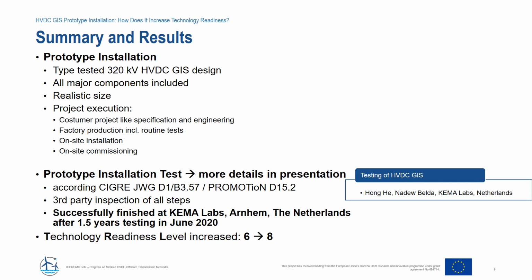The project execution was done like a customer project with specification and engineering, factory production, including routine test, on-site installation, on-site commissioning by the manufacturer team. And then the prototype installation test was executed according to specifications of SIGRE and promotion. There was third-party inspection of all steps, and in June of this year, the test was successfully finished. And with the successful completion of this prototype installation test, we have now increased the technology readiness level of HVDC GIS from 6 to 8.